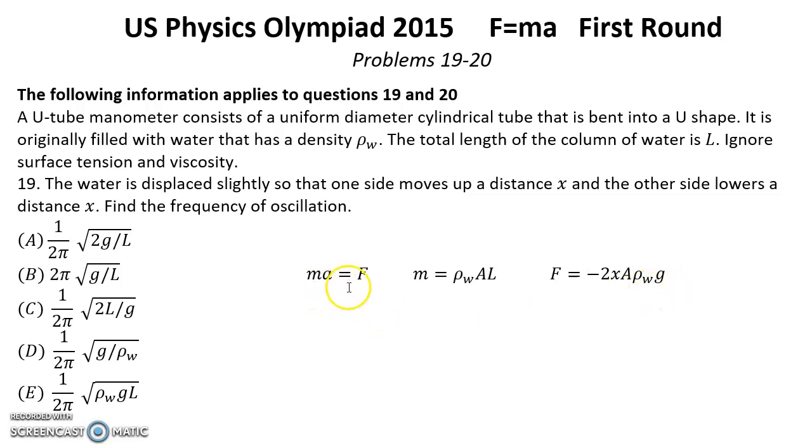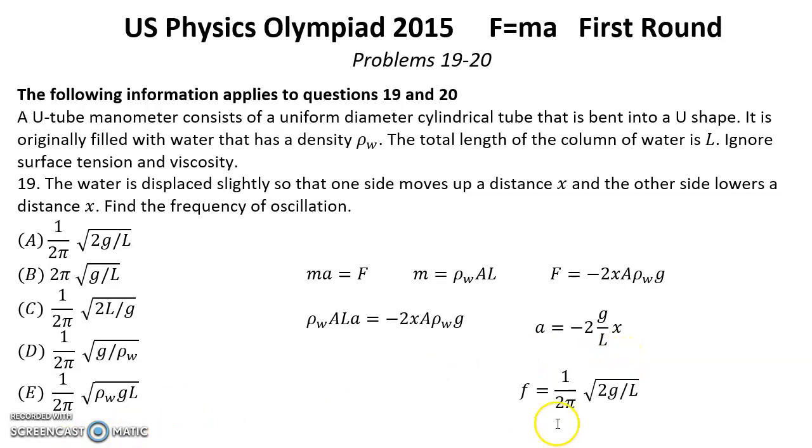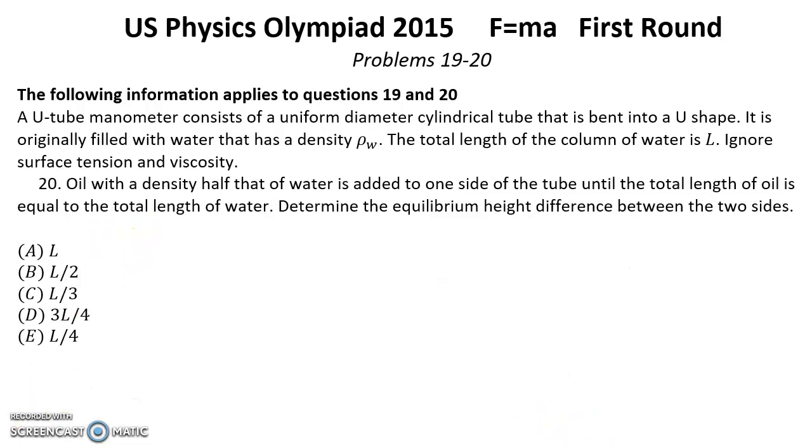So now equalizing these two expressions, we have this view, and after proper simplifications we have acceleration equal minus 2g over L times x, which has a regular canonical view for harmonic motion. Here x is displacement and a is acceleration. So from here we can find that frequency will be 1 over 2 pi square root of 2g over L. That's the answer A. Question number 20.